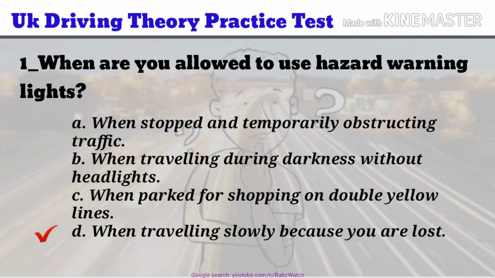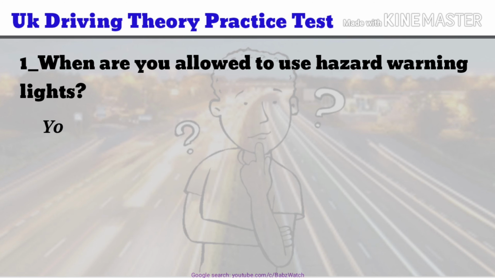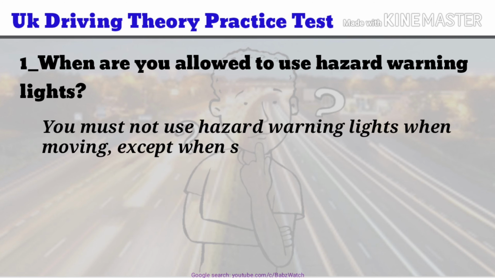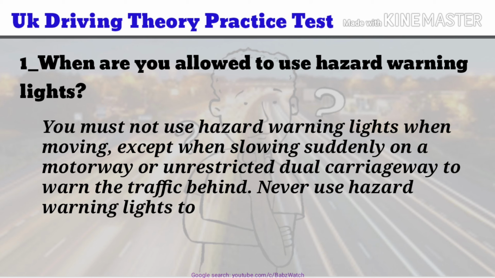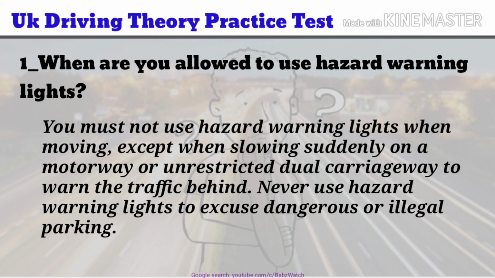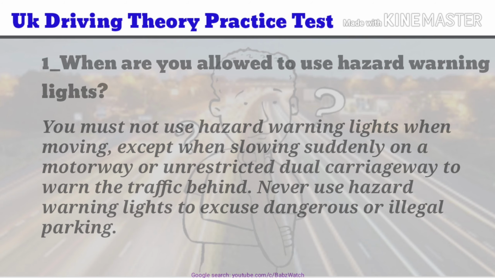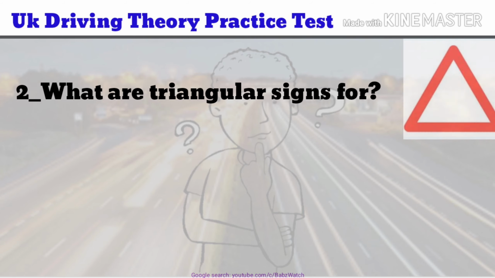The correct answer is D. When traveling slowly because you are lost. You must not use hazard warning lights when moving, except when slowing suddenly on a motorway or unrestricted dual carriageway to warn the traffic behind. Never use hazard warning lights to excuse dangerous or illegal parking.